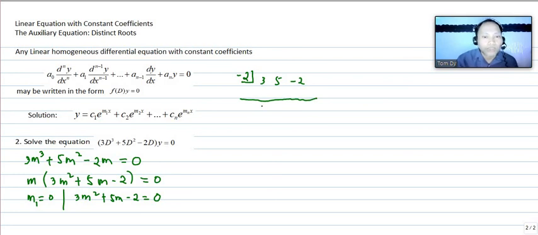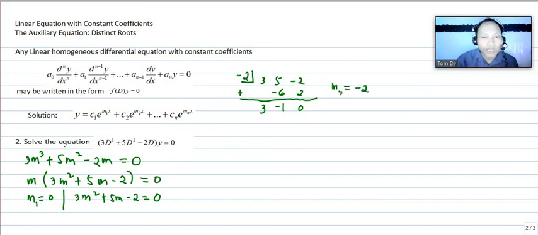So we will bring down 3. 3 times negative 2, that is negative 6. 5 plus negative 6, that is negative 1. Then negative 1 times negative 2, that is positive 2. So this is now equivalent to 0. Therefore, we have the value of m here, which is equivalent to negative 2.